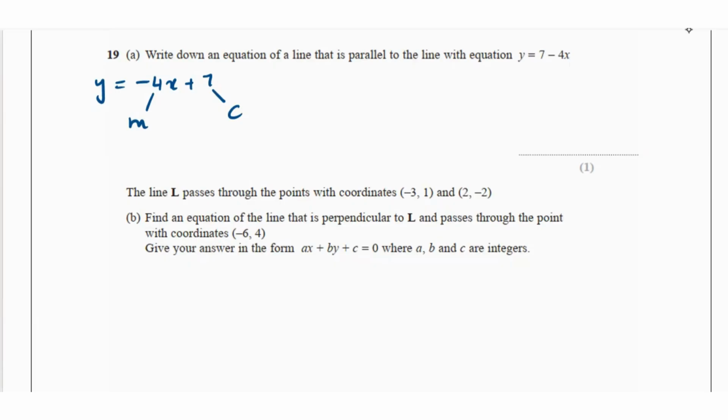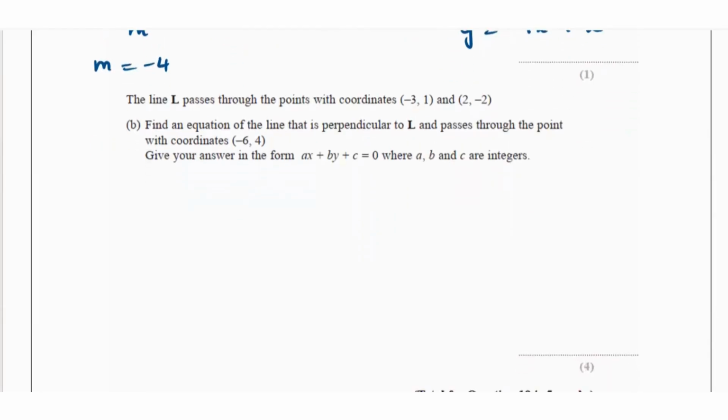A lot of people make this mistake that they believe the first number is going to be the gradient. So they would pick 7 as the gradient, which is incorrect. Negative 4 is the gradient because the gradient is always the coefficient of x, not the constant. So m is negative 4. So you can create any equation as long as the gradient is negative 4. You can write y equals just negative 4x. You can write y equals negative 4x plus 2, anything, as long as the gradient is the same.